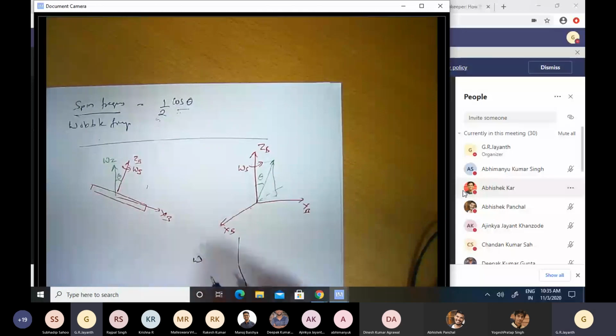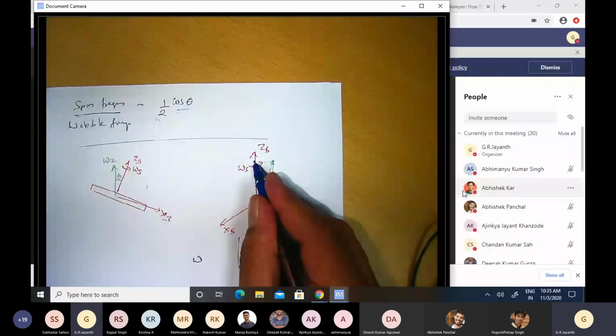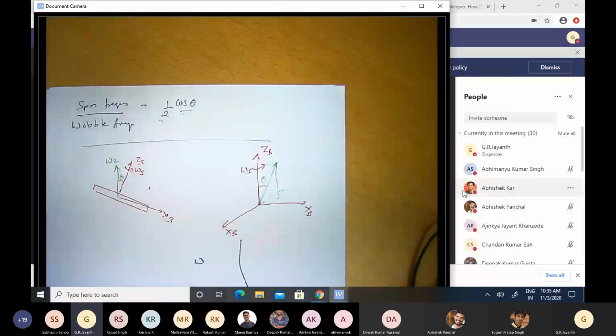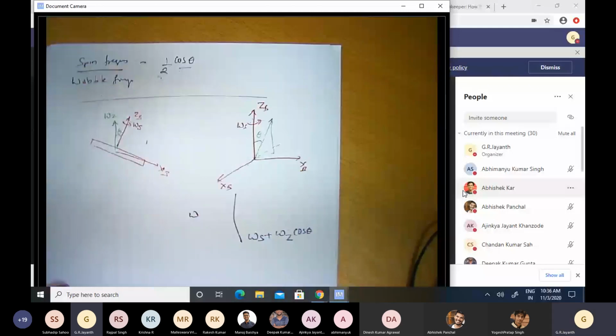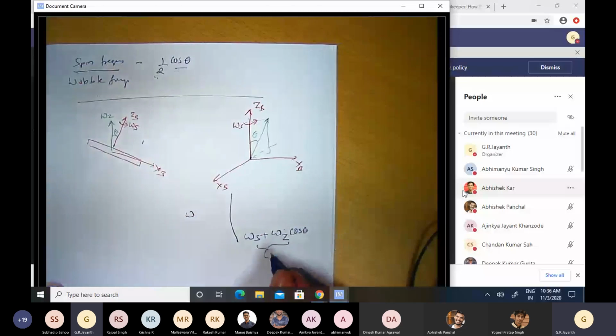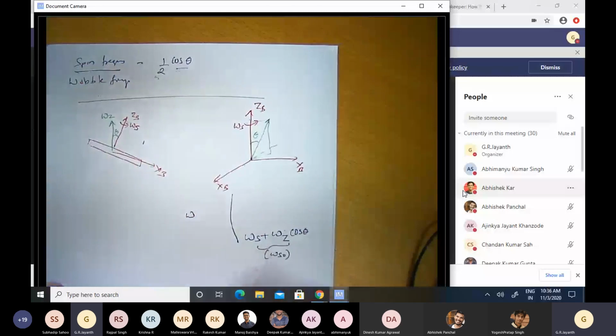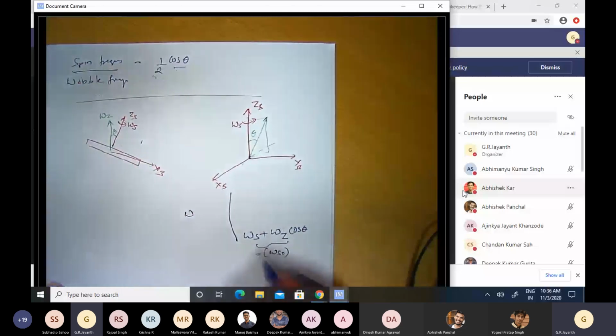You have the angular velocity omega s aligned along the z direction, and on top of that you will have the z component of omega z, and that will be omega z cos theta. So that is going to be the z component, and we defined this as omega s naught. So this is omega s naught.